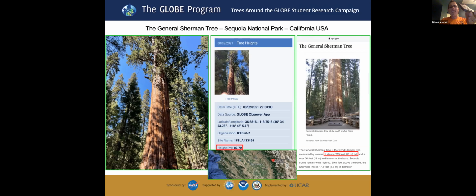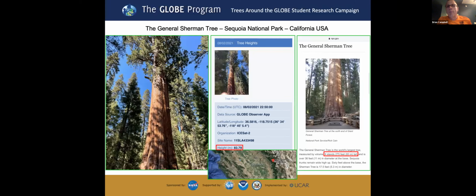And I was sweating as I was doing this because I kept moving my phone to look at the top of the tree. I couldn't go any further because there was a fence behind me. So I was standing on the ground, kind of leaning against the fence to get as far back as I could. And then I was able to get it. I measured it at 83.79 meters, which translates to 274.9 feet.